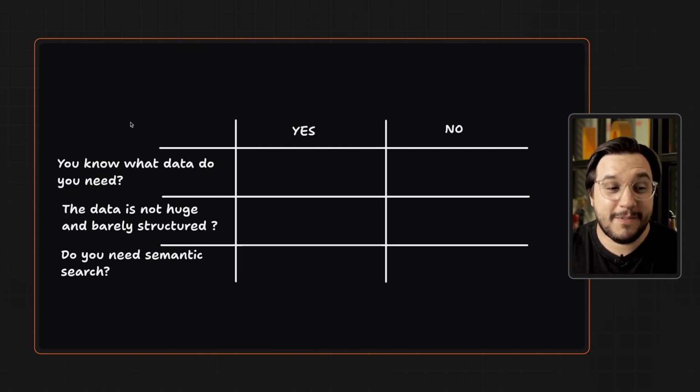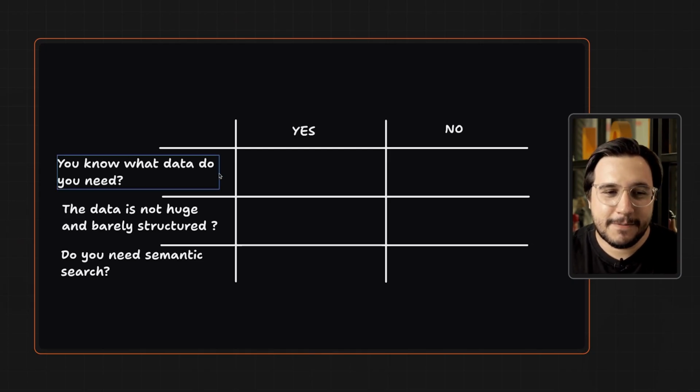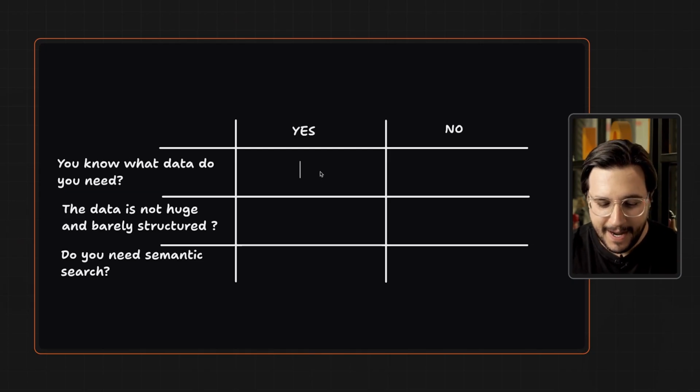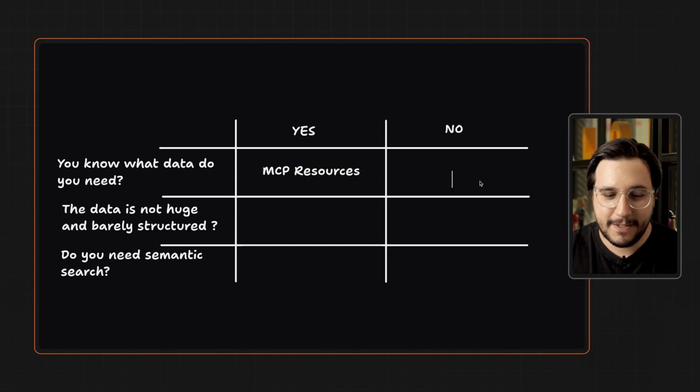Are you already aware of exactly what specific type of data you need? If that is the case, then you will want to utilize MCP Resources. If it is not the case, you will need to use RAG.